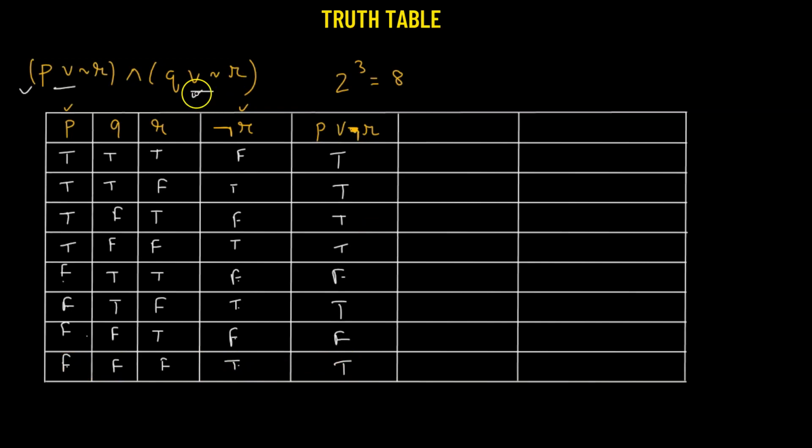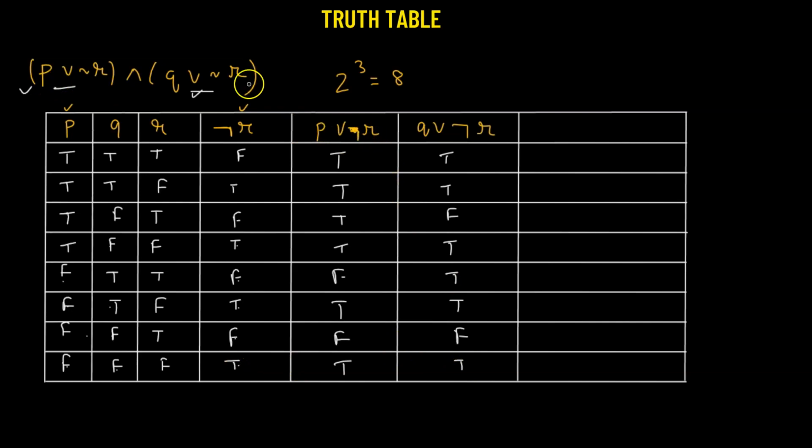Then we come to the disjunction Q or not R. This time we will consider the second column and the fourth column. So we have true, false, so this is going to be true. This is also going to be true. Then we have false, false, so this is false. False, true, so it's true. True, false, true. True, true, always true. False, false, always false. False, true, so this is going to be true.